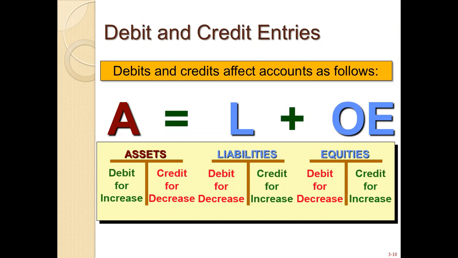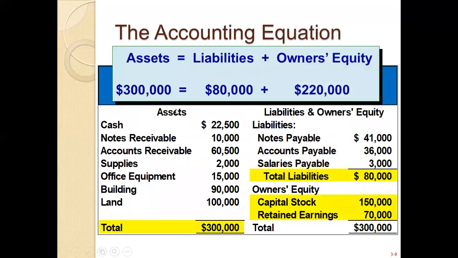If I go back to the previous slides, I'm talking about the assets. Assets are cash, note receivable, account receivable, supplies, office equipment, building and land. In this balance sheet, we have almost seven accounts. For liabilities, we have three accounts. Some companies may use ten or fifteen liability accounts. Similarly, in owner's equity, we have just two: capital and retained earnings.